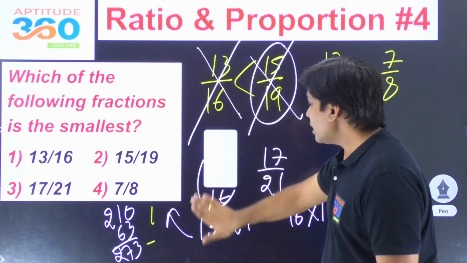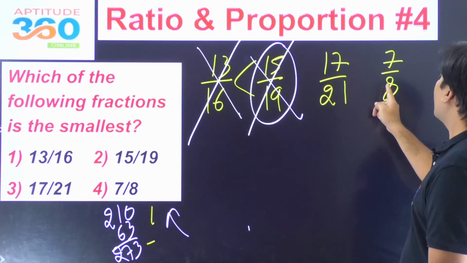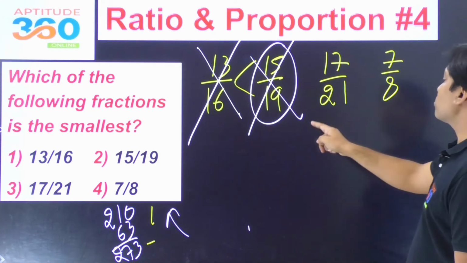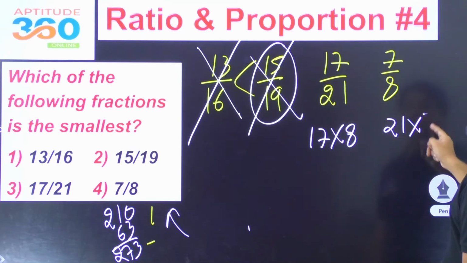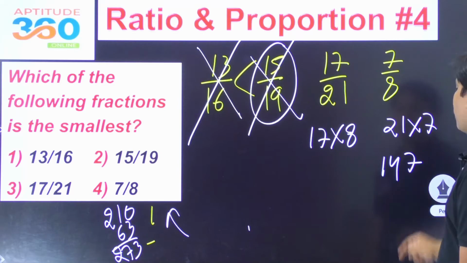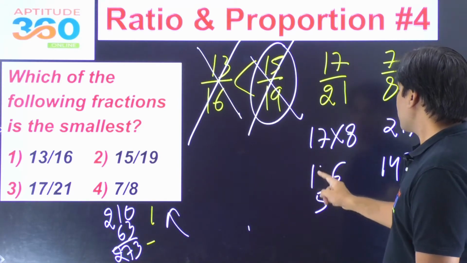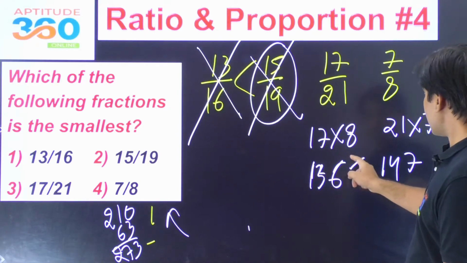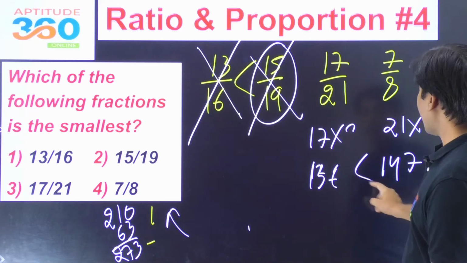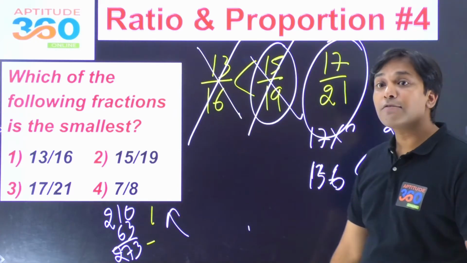अब मैं क्या करूँगा? स्मॉलर ढूंढने के लिए मैं कंपेयर करूँगा 17 by 21 and 7 by 8 को. So this is coming out as 17 into 8 and 21 into 7. So this is 7, 147. So this value is 136. 136 is smaller than 147. So this is the smallest fraction.